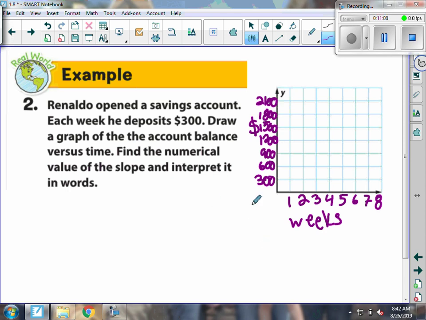So after 0 weeks, he doesn't have anything in it yet. So after 1 week, he'll have $300. After 2 weeks, it'll be $600. After 3 weeks, it'll be $900. After 4 weeks, his total will be $1,200. After 5 weeks, the total will be $1,500. After 6 weeks, it'll be $1,800. After 7 weeks, it'll be $2,100, and so on. Okay, so I'm going to draw my line through this.